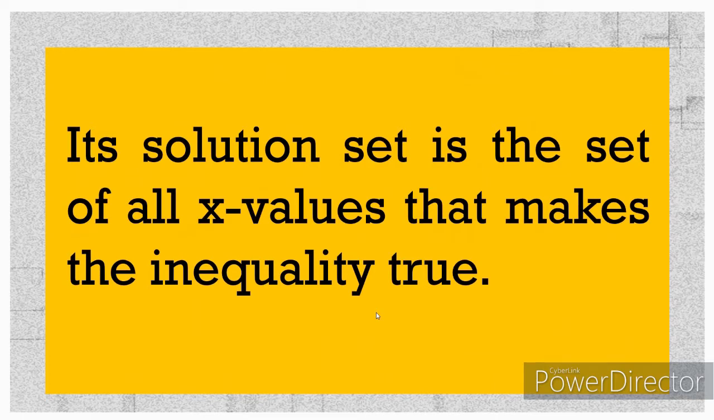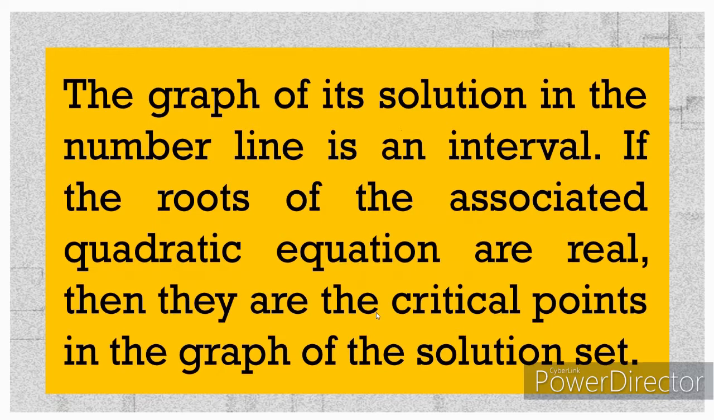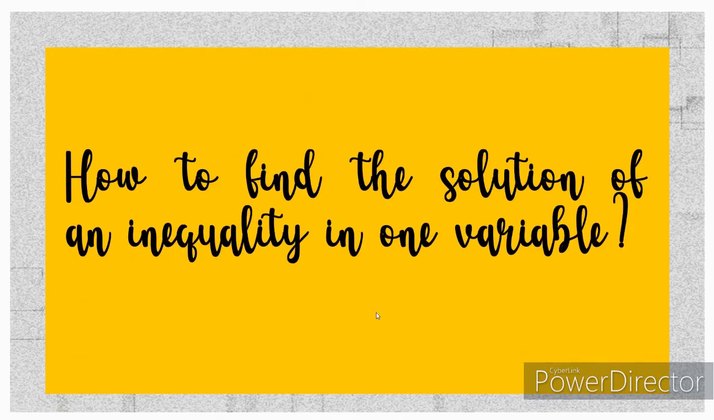Its solution set is the set of all x values that makes the inequality true. The graph of its solution in the number line is an interval. If the roots of the associated quadratic equation are real, then they are the critical points in the graph of the solution set. Okay, so how to find the solution of an inequality in one variable?